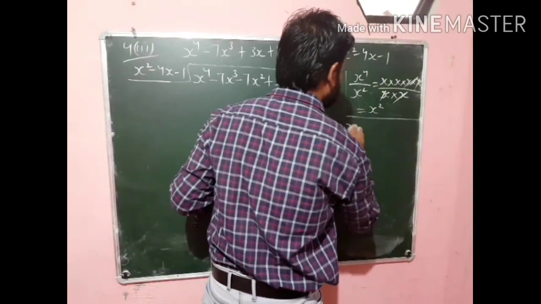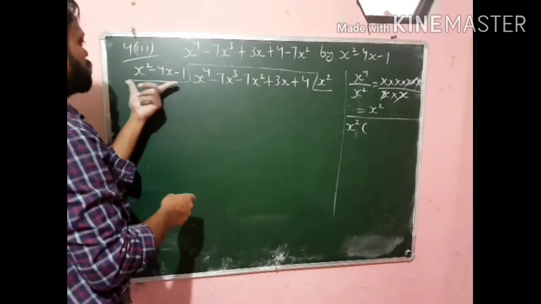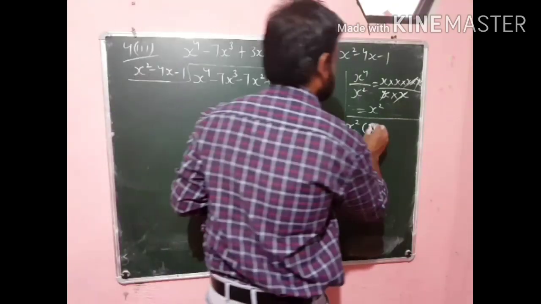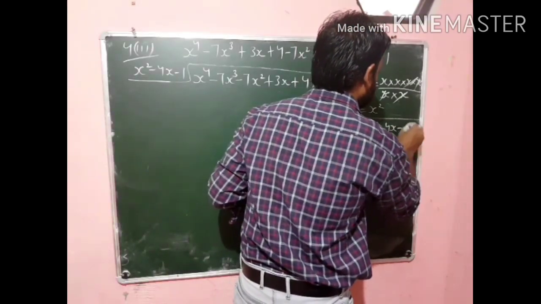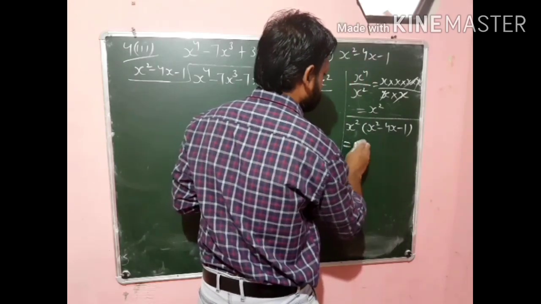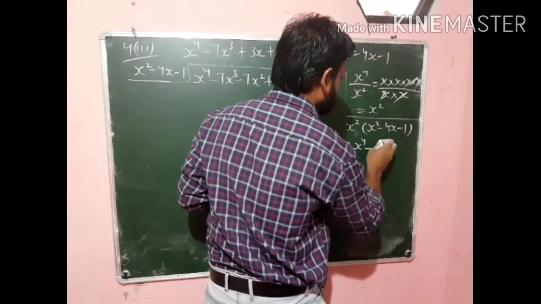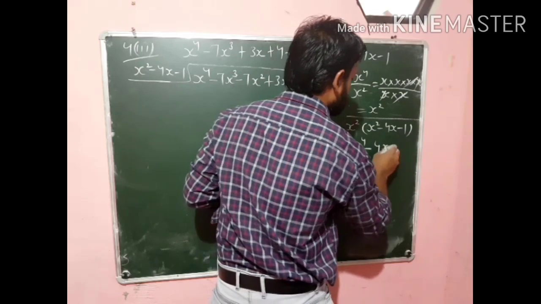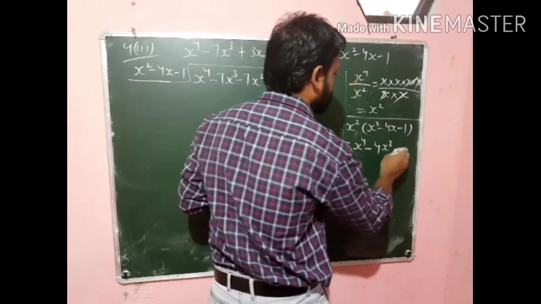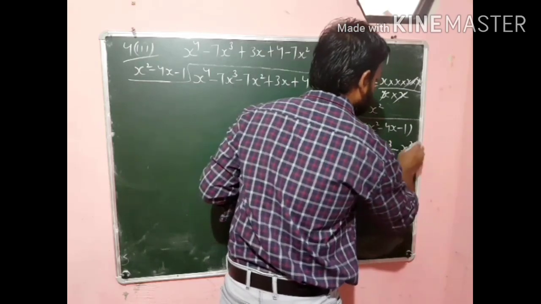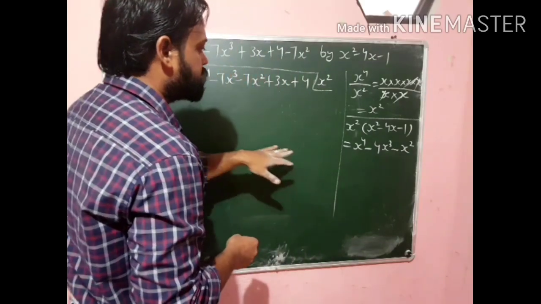And what is the next step? We have to multiply this x square with this divisor. Divisor is x square minus 4x minus 1. So multiply this x into x is x raised to power 4, minus 4 into x into x square becomes x raised to power 3, minus x square into 1 is x square. So I hope this is clear to you.